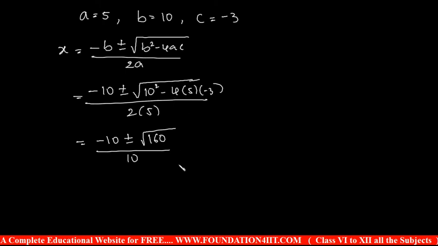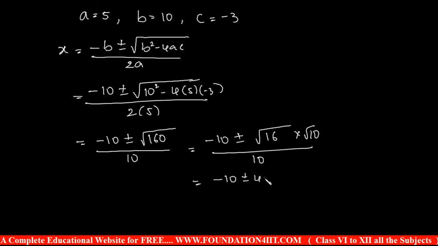Now we can make it into the simplest form. 160 we can write, minus 10 plus or minus, so instead of doing long division on the square root of 160, we can write root 16 into root 10, divided by 10. Root 16 value is 4. So minus 10 plus or minus 4 into root 10, by 10. Now only the square root of 10 remains.